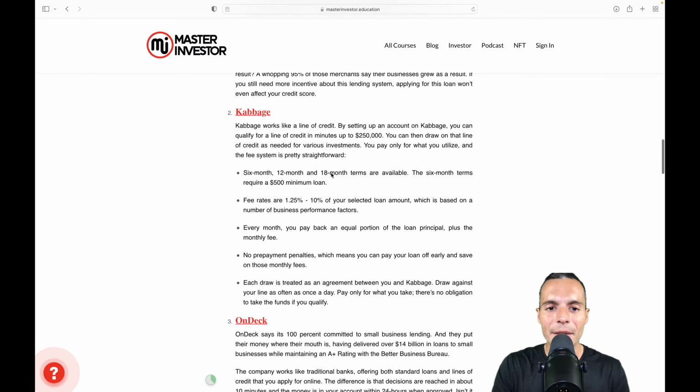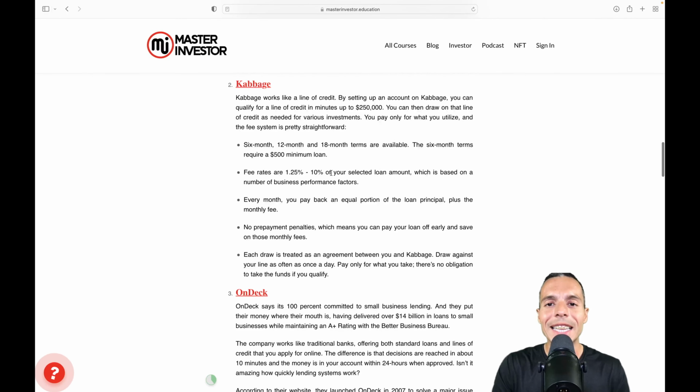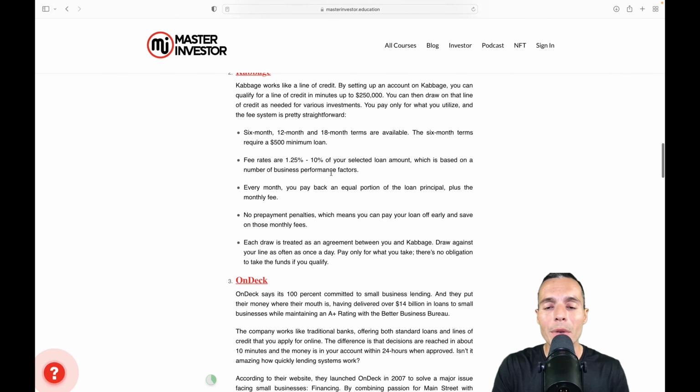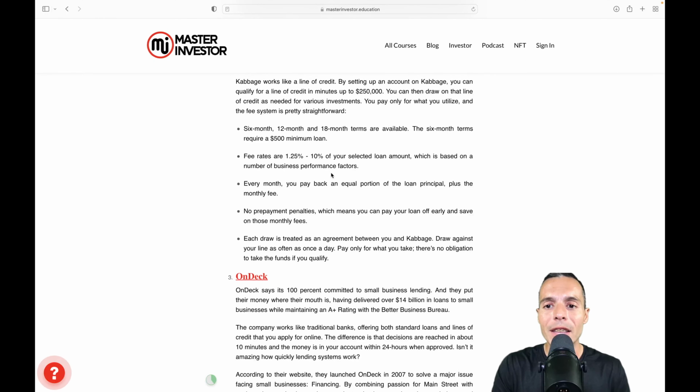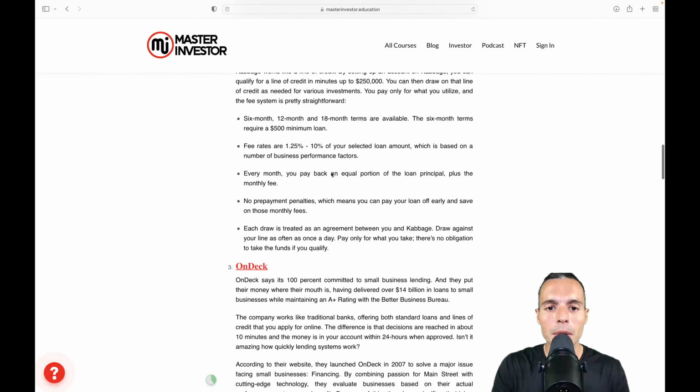Number two, Kabbage. Kabbage works like a line of credit. By setting up an account on Kabbage, you can qualify for a line of credit in minutes up to $250,000. You can then draw on that line of credit as needed for various investments. You pay only for what you utilize, and the fee system is pretty straightforward. 6-month, 12-month, and 18-month terms are available. The 6-month terms require a $500 minimum loan.